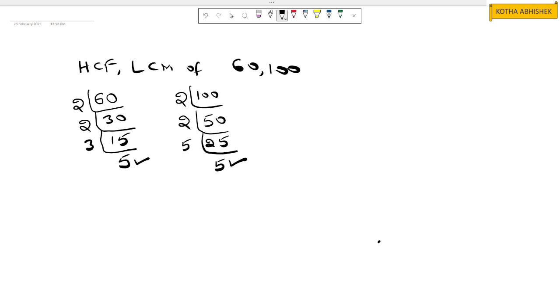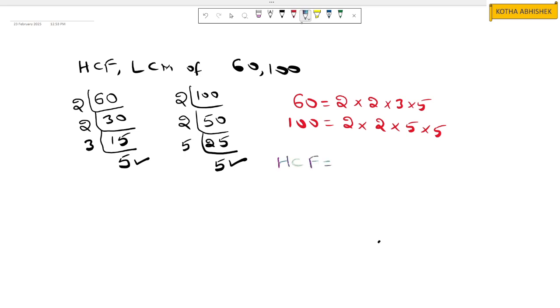We can stop the process here. Now let us write 60 equals 2 into 2 into 3 into 5, whereas 100 equals 2 into 2 into 5 into 5. Now from these two, to write the HCF, first we need to circle the common numbers. So HCF equals, now pick the numbers which are common in both.